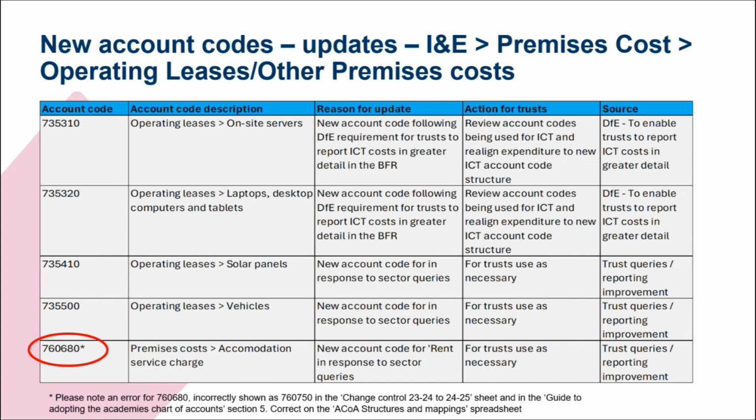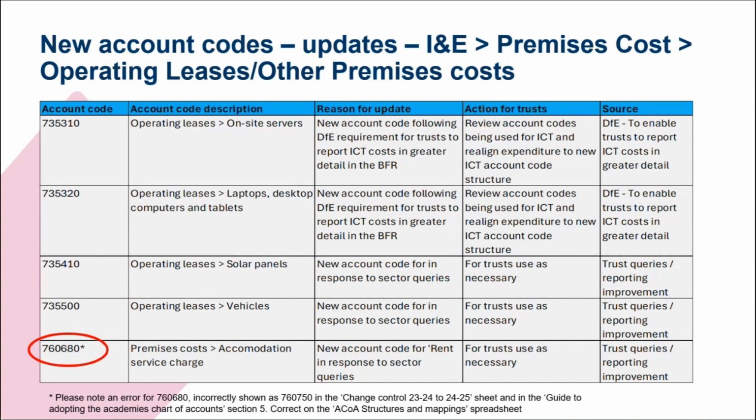But the reason that we've done it is that the top 2 are codes that link into the new ICT BFR reporting requirement. Whilst we looked at the whole structure, in order that trusts can allocate costs to the right place and map them directly into the BFR categories, it was necessary to set up these 2 new account codes.